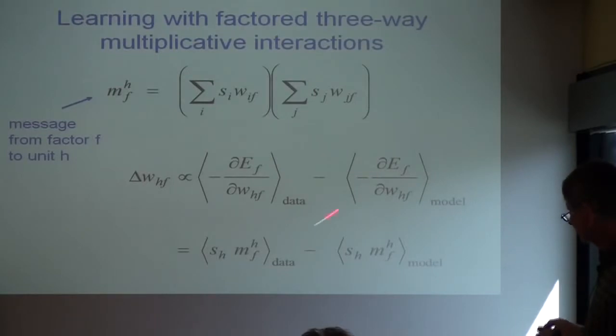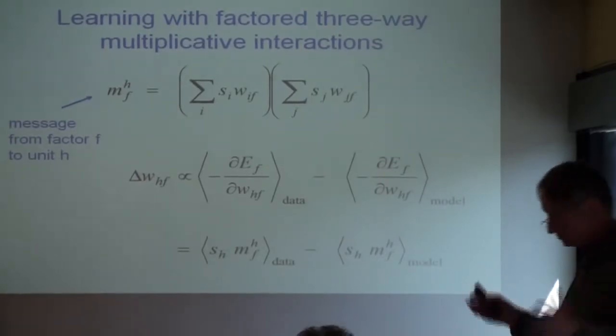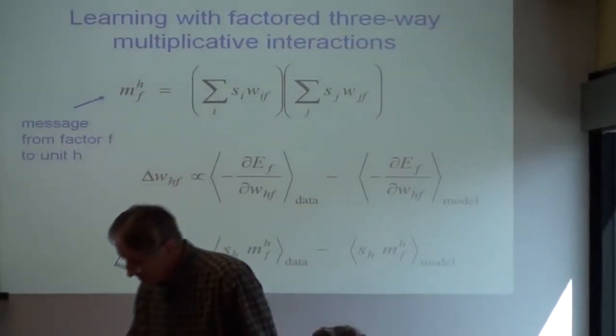And those energy derivatives just look like this. They're just the product of the state of the hidden unit and the message that goes to it when you're looking at data, and the state of the hidden unit and the message that goes to it when you're looking at samples from the model or reconstructions. So it's still a nice pairwise learning rule. So everything is pairwise still. So you might fit it in a brain.